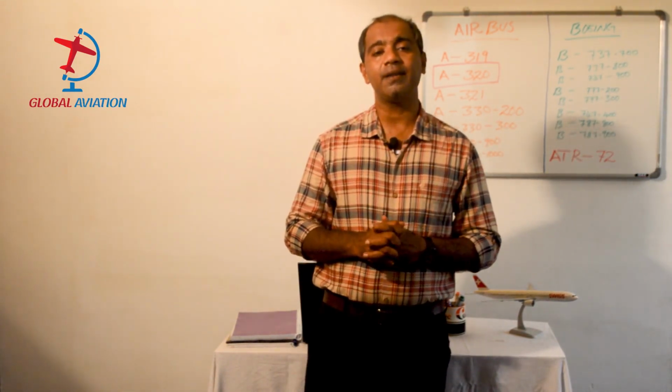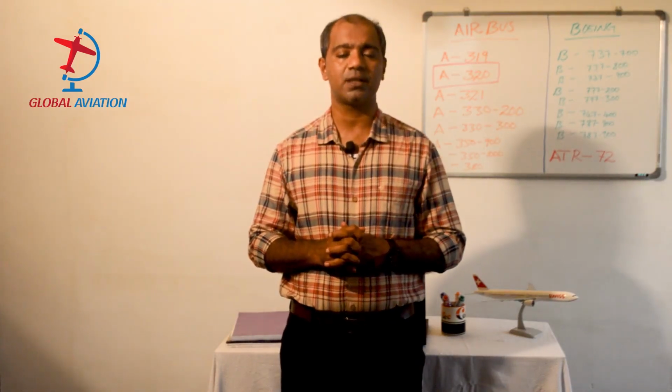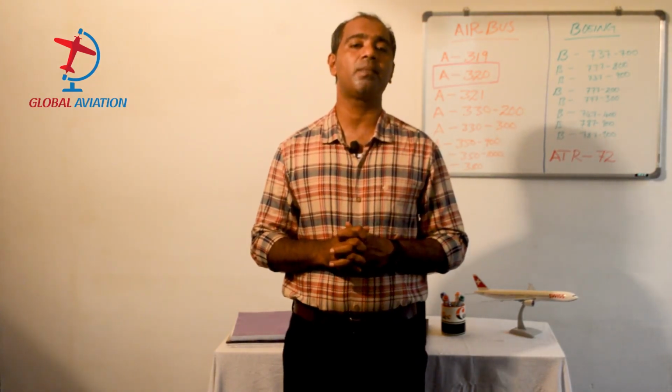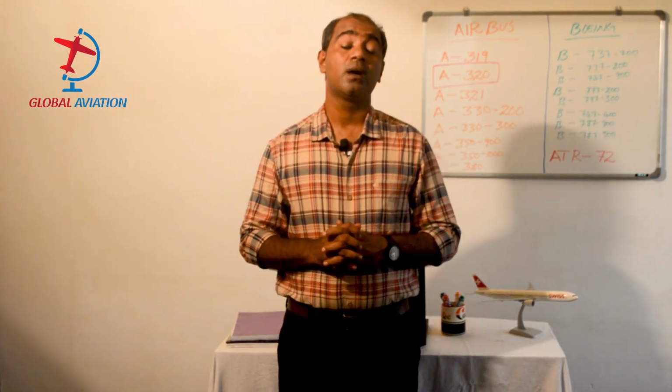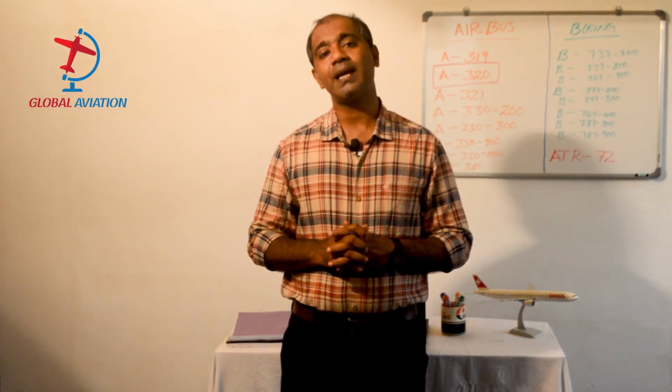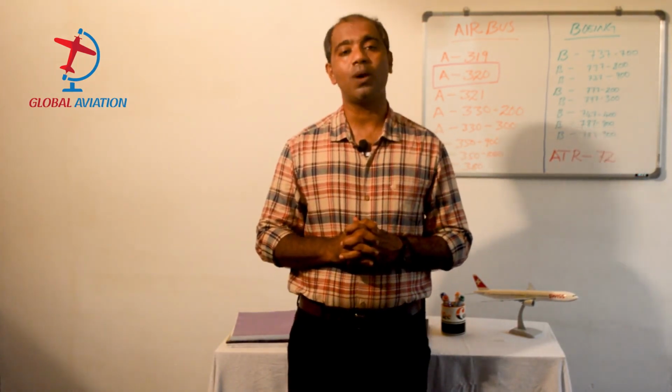So, how to identify an Airbus 320? There are a lot of factors we can consider. The first one is the number of doors. On the right side you can see 2 doors. They are R1, R2.